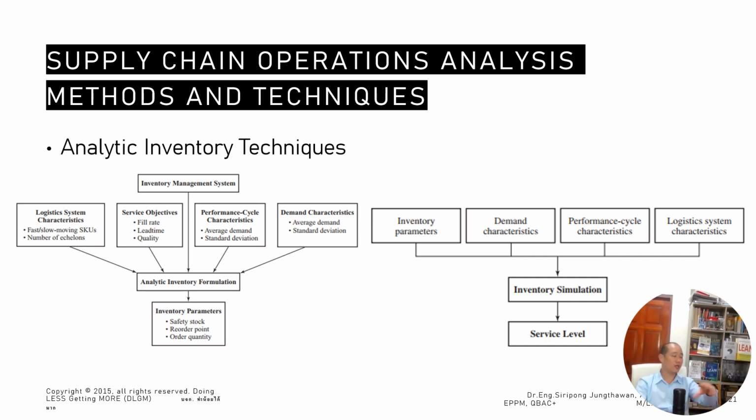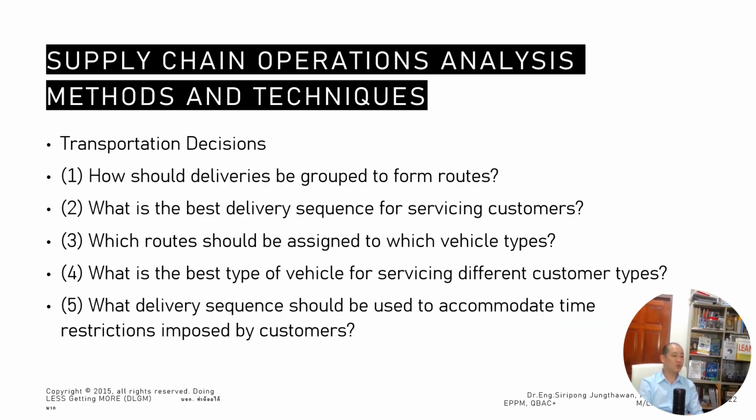That links it together, as we try to design the supply chain. And then you link to transportation decisions also. You link to how deliveries should be grouped to form routing, or how you select the mode of transportation. What is the best delivery sequence for serving customers, which route should be assigned to which customer, and which vehicle type fits your customer?